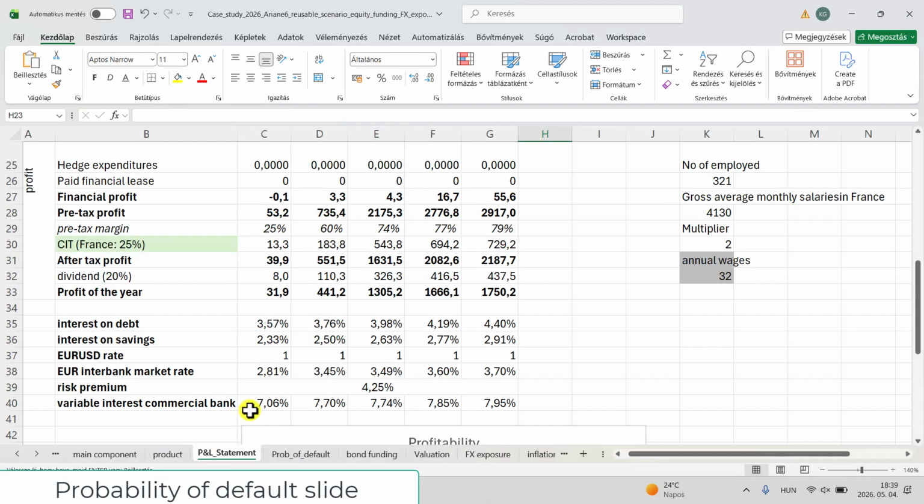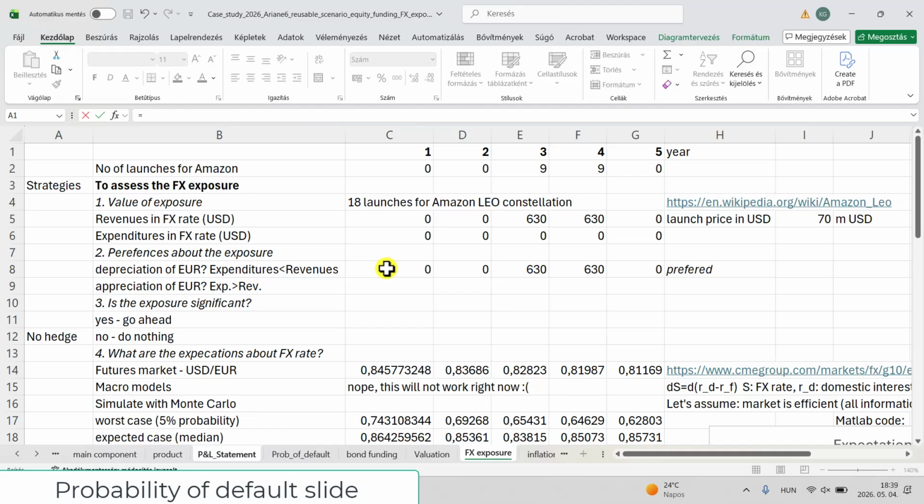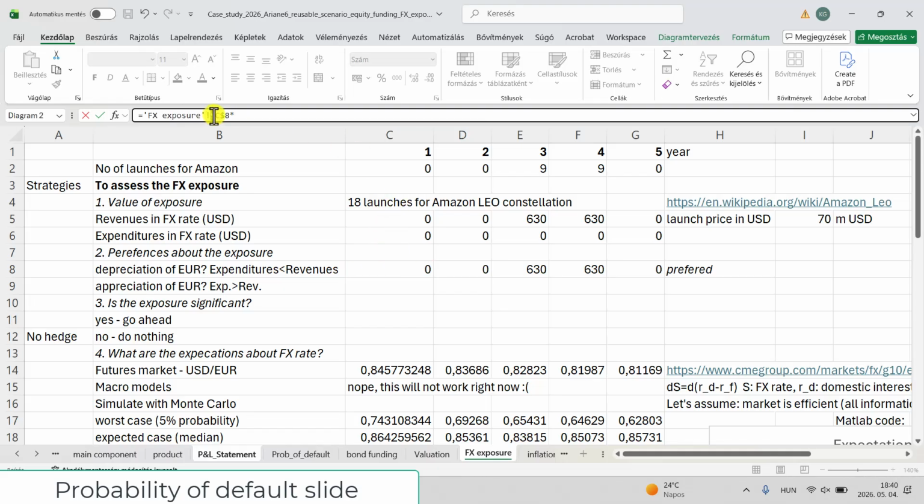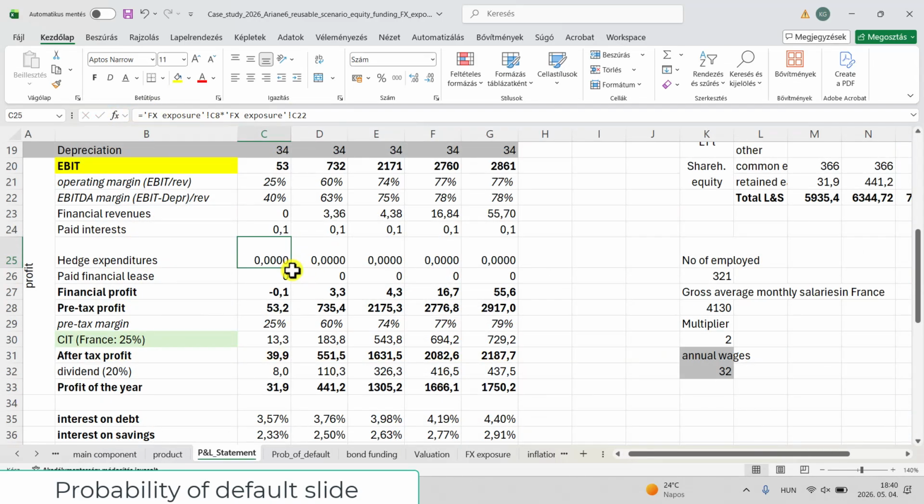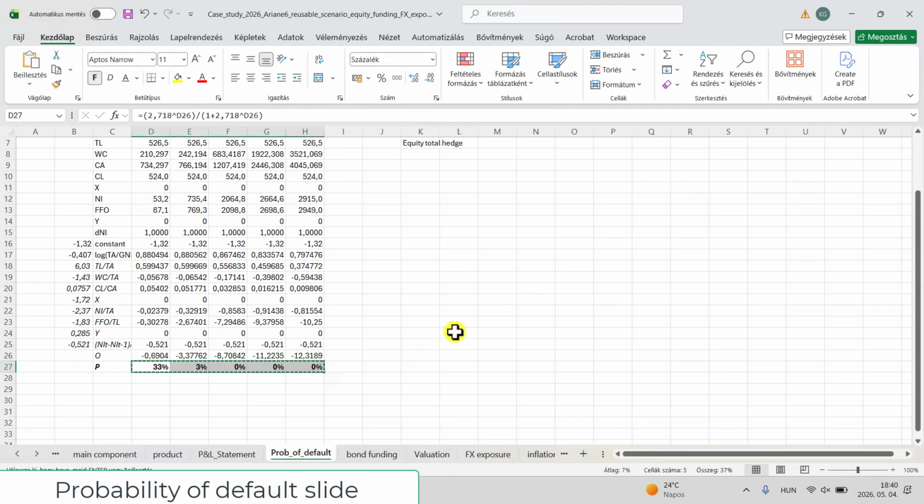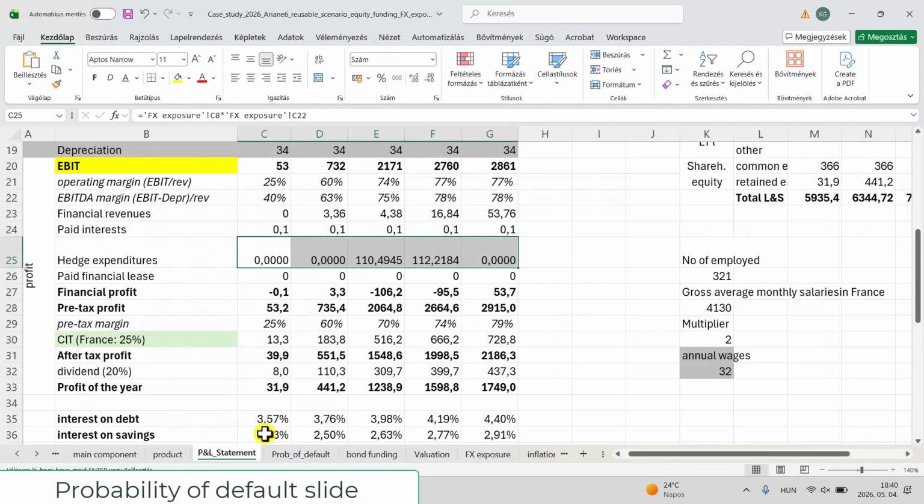So unfortunately in this case I have to move back and reinitiate my friend. Exposure, again, you multiplied by the dollar marks, and put option fee. Oops. Then probability of default, did it change? I have no idea, but now I will destroy this again.